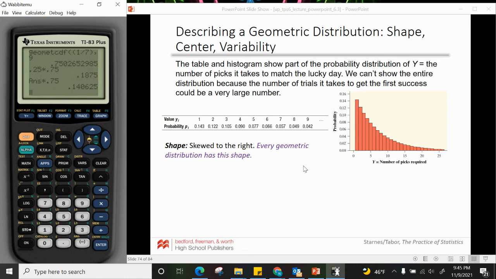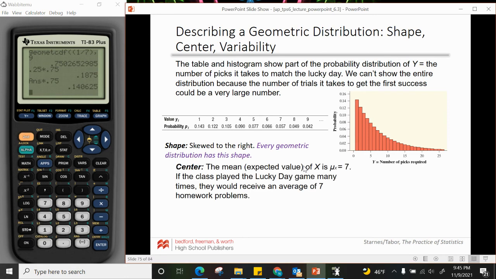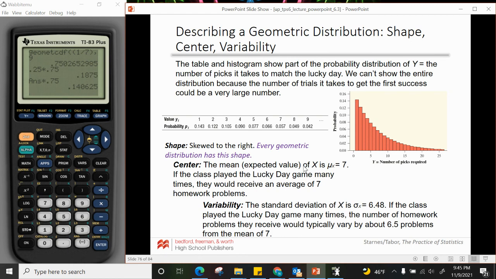Binomials could be left skewed, right skewed, or symmetric, depending on its mean and the number of trials, but geometric is always skewed right. The center, the expected value here, is 7. We'll take a look at how you actually find that. And the variability is 6.48.